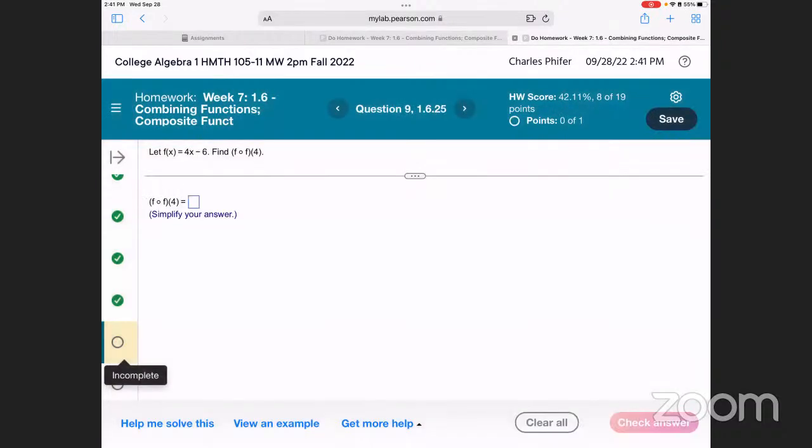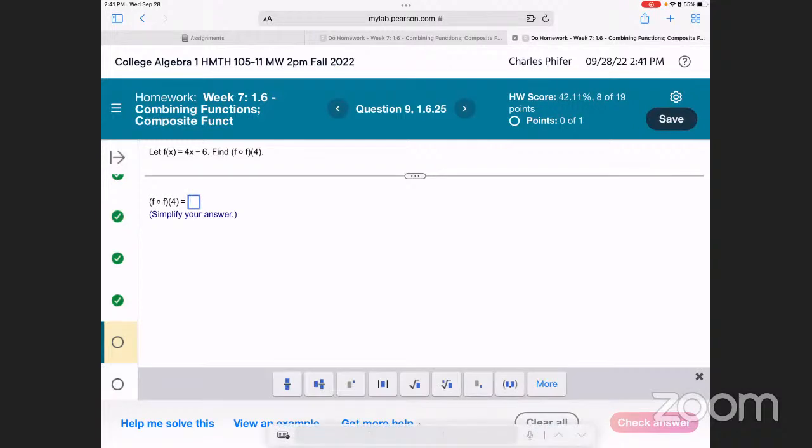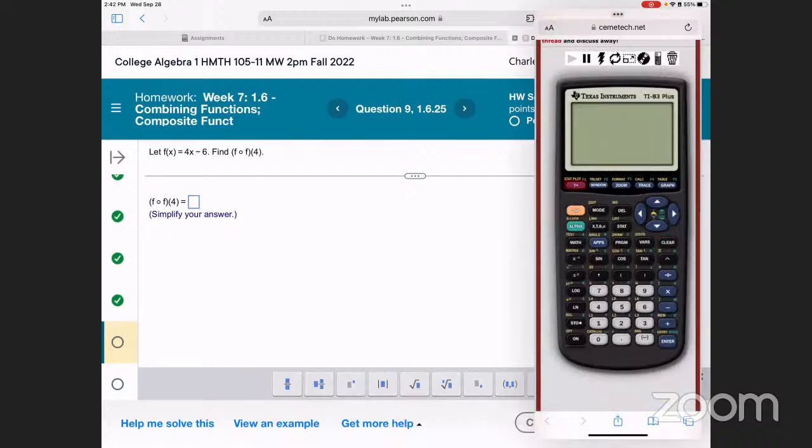Let f of x be this, find f of 4. So here, let's just write f of x. We got 4x minus 6. But then what are we replacing the x with? F of 4. You know what, we can just do this in the calculator because this is evaluating. That'll be much simpler. So let's clear all this out. Now we have f of x is 4x minus 6.